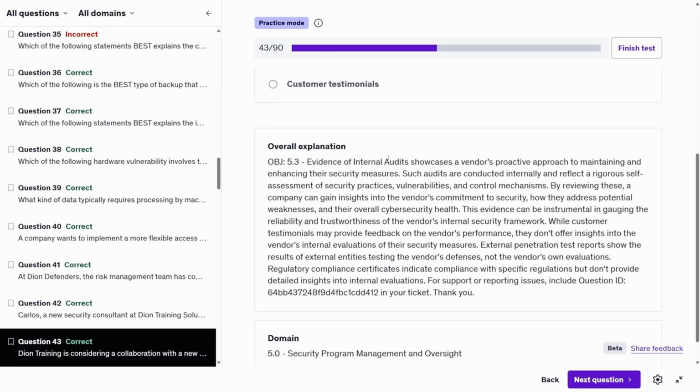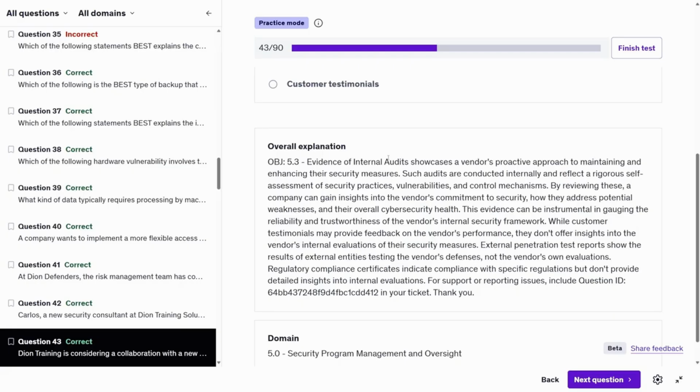Evidence of internal audits showcases a vendor's proactive approach to maintaining and enhancing their security measures. Such audits are conducted internally and reflect a rigorous self-assessment of security practices, vulnerabilities, and control mechanisms. By reviewing these, a company can gain insights into the vendor's commitment to security, how they address weaknesses, and their overall cybersecurity health. This evidence can be instrumental in gauging the reliability of a vendor's internal security framework.